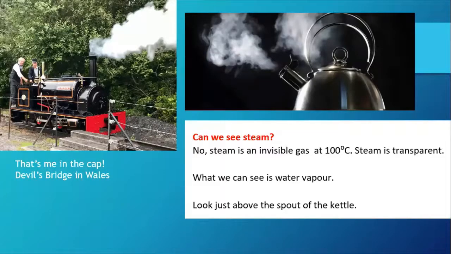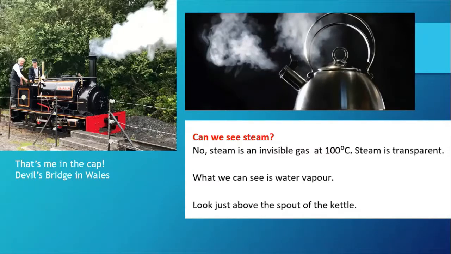Now, on the left-hand side, that's me in the cap at Devil's Bridge in Wales, having a go at driving this mini steam locomotive. Can we see steam? No. Steam is an invisible gas at 100 degrees centigrade. Steam is transparent. What we can see is water vapor, but we sometimes use the term steam. Strictly speaking, that's not correct.